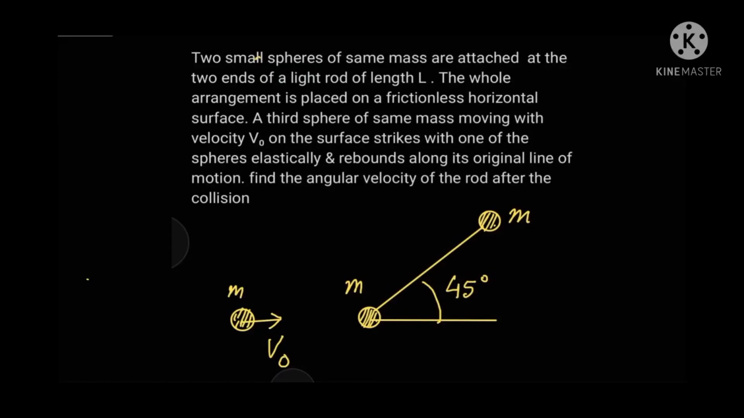So in this question, there are two small spheres of the same mass and they are attached at the two ends of a light rod of length L as shown here. The whole arrangement is placed on a frictionless horizontal surface, and a third sphere of the same mass moving with velocity v0 on the surface strikes one of the spheres elastically and rebounds along its original line of motion. Find the angular velocity of the rod after the collision.